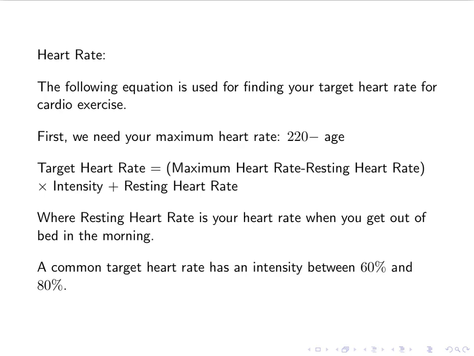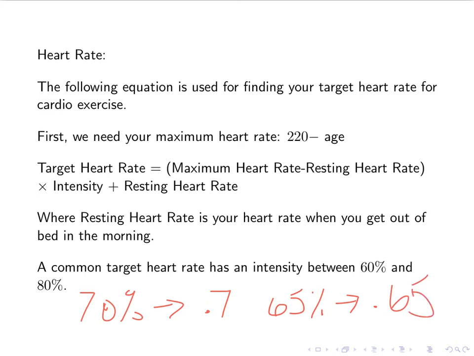An intensity is a percentage, and a common target heart rate has an intensity between 60% and 80%. So when I multiply it by intensity, it's going to be a percentage which you change to a decimal. So if I had 70%, that would be 0.7. If I had 65%, that would be 0.65. So we're going from percentages to decimals.